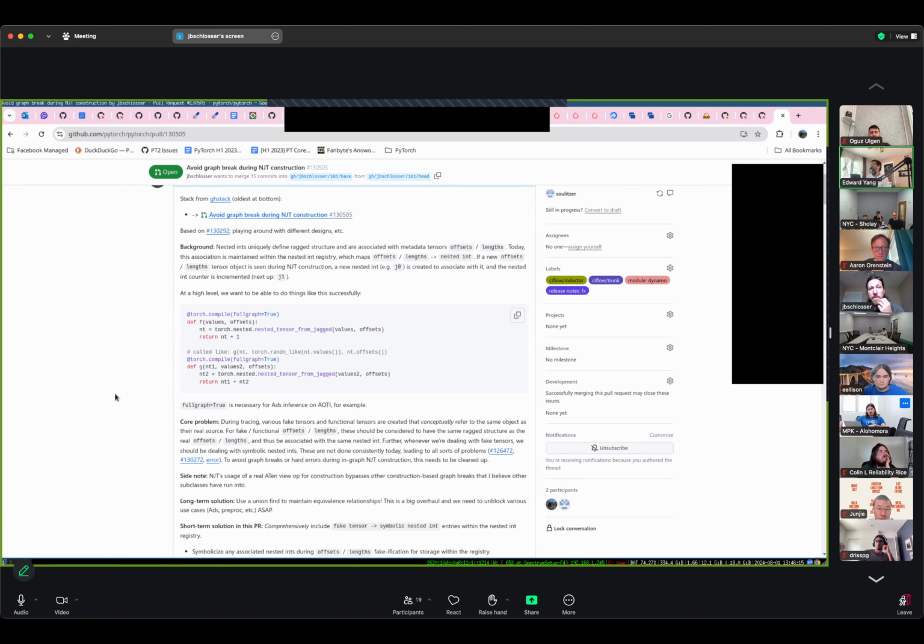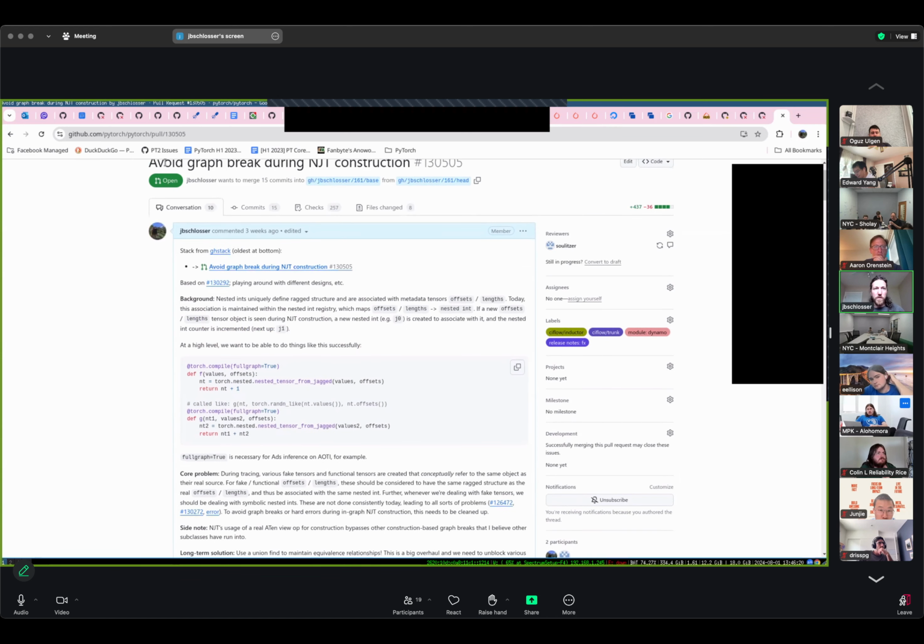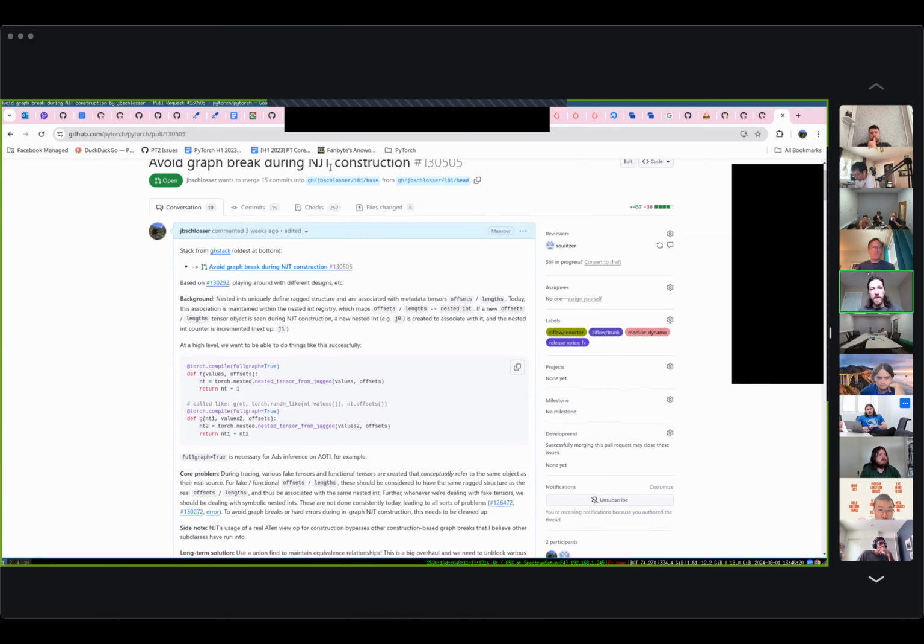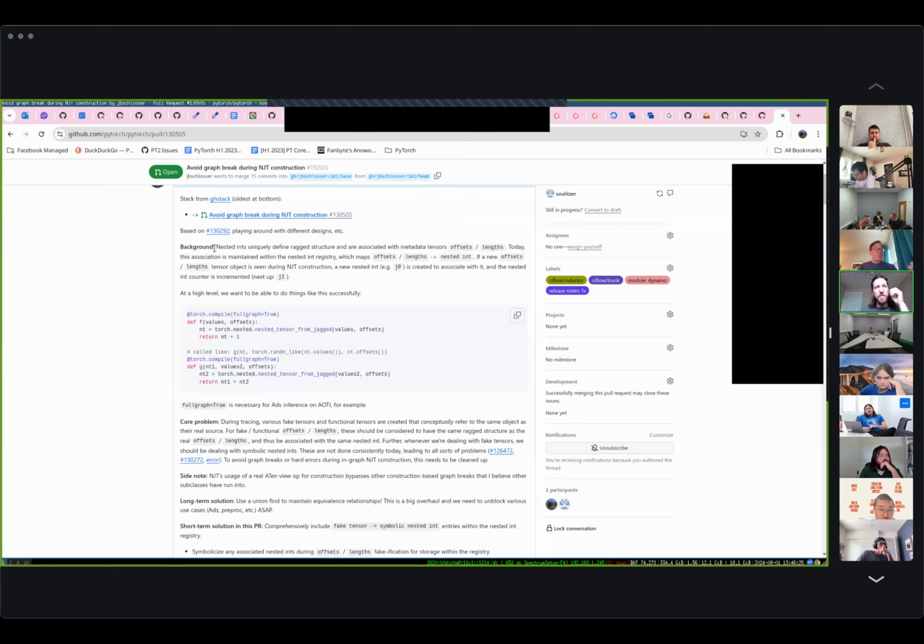Yes. Okay, great. So background here: we're trying to avoid graph breaks and hard errors when doing NJT construction in graph. Nested ints are the way we model ragged structure. We maintain a mapping between the metadata tensors, offsets or lengths, and the nested int within a nested int registry today, and we increment those as we see new offsets come through.